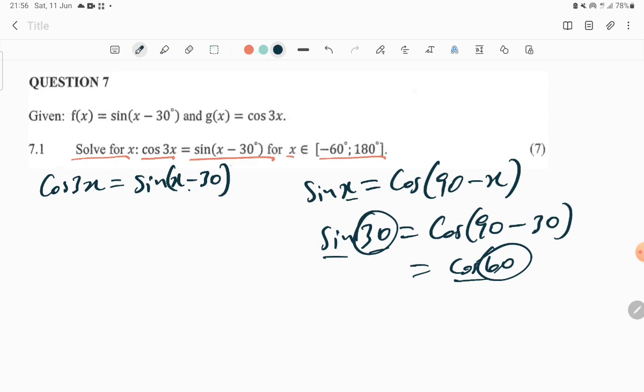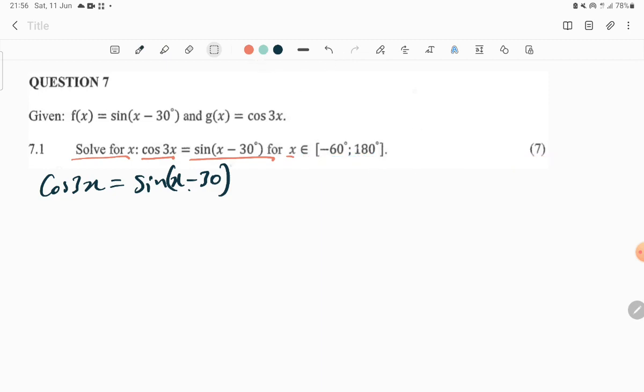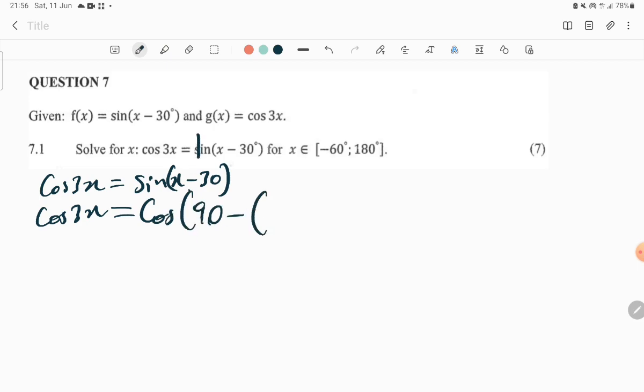Now let's apply this idea of co-ratios so that we change these trig ratios to be equal on either side of the equation. Now, what are we having? We have cos 3x is equal to, we are changing this right hand side so that it is also going to be in terms of cos. So on that note, we are going to change this sine to be cos, but remember we're going to have 90 minus the very same angle. The angle is x minus 30.